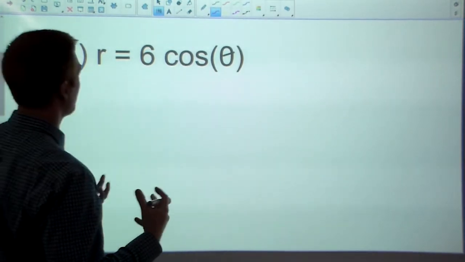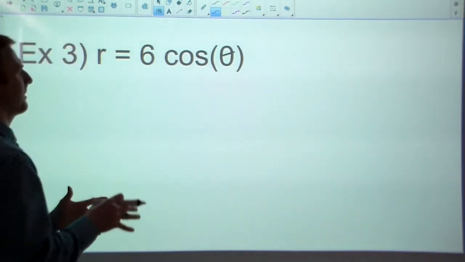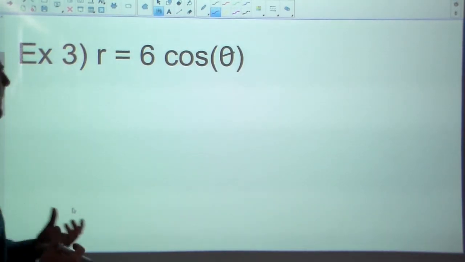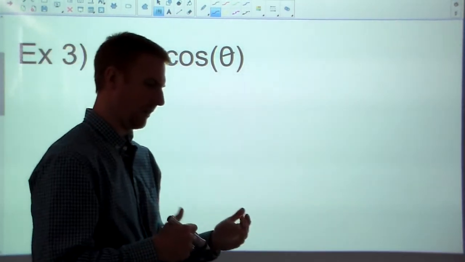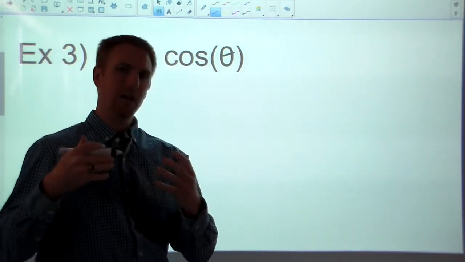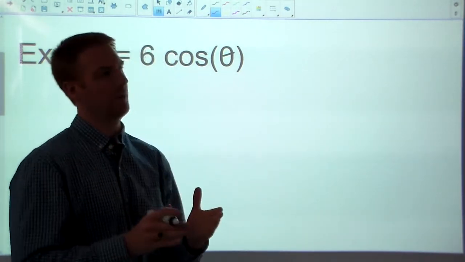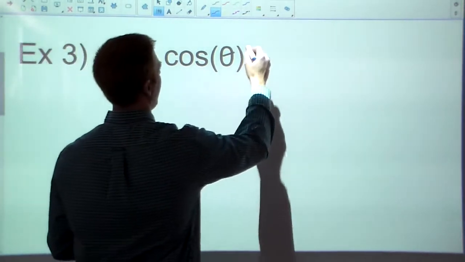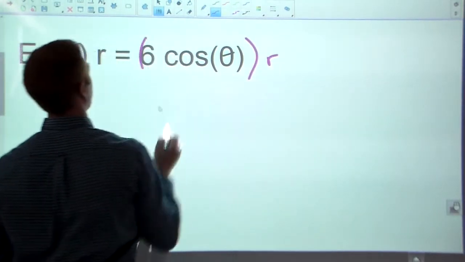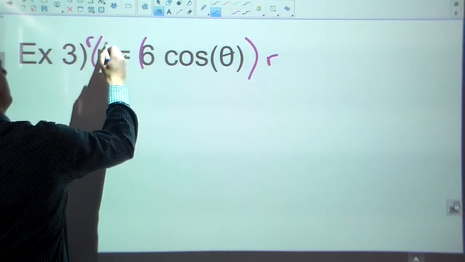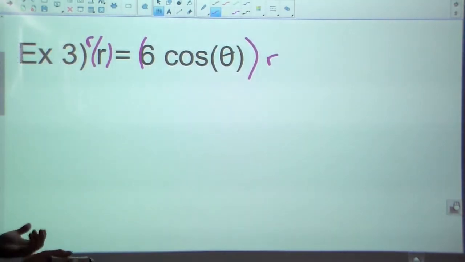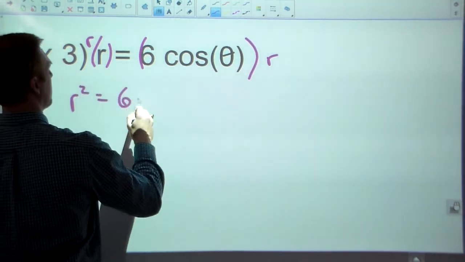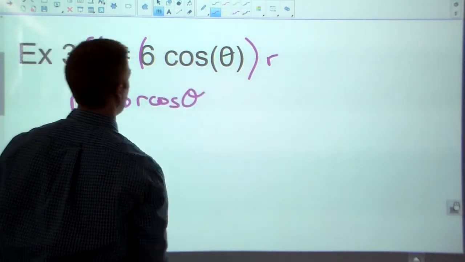So I need to get another way here where I can end up with just x's and y's. Now, seeing that cosine makes me think about, all right, well, what can we do with cosine to turn back into x? Well, x is r cosine theta. So if I could make that r cosine theta, that would be awesome. And to make that happen, let's try multiplying this by r. And if we do it on the other side as well, that's going to be convenient, because that's going to give me r squared. So r squared is 6r cosine theta.